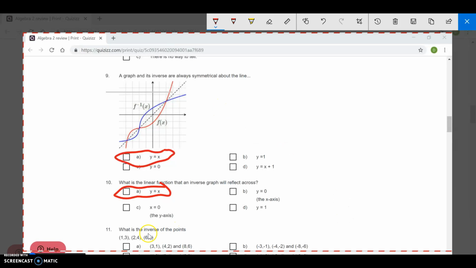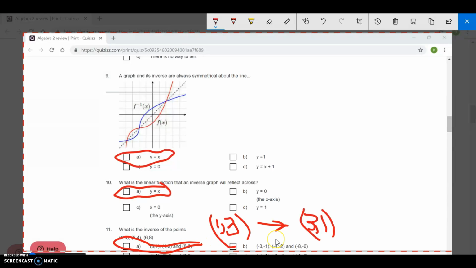The next one, number 11, asks, what is the inverse of those points? Like I said earlier, you're going to take a point like 1, 3, and then you have to switch it around. So 1, 3 becomes 3, 1. And then you're going to do that for every single point in number 11 here. So every single point has to be switched around. The only one that actually has that answer is A right there. That actually has it all switched around.